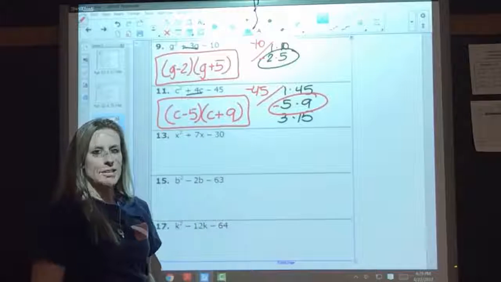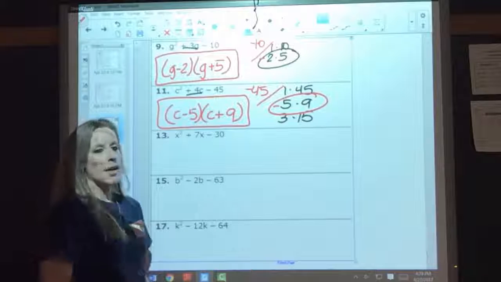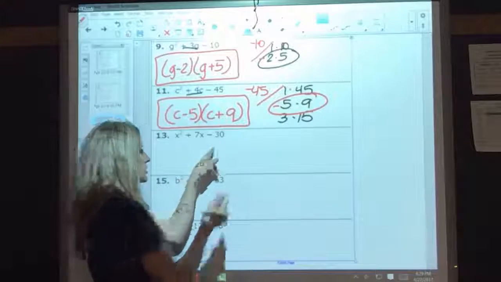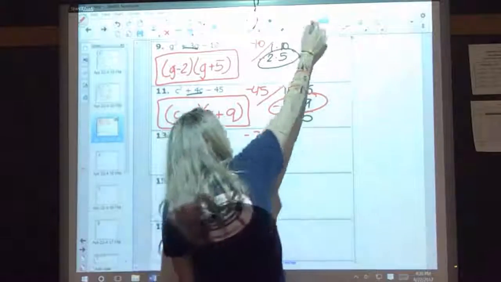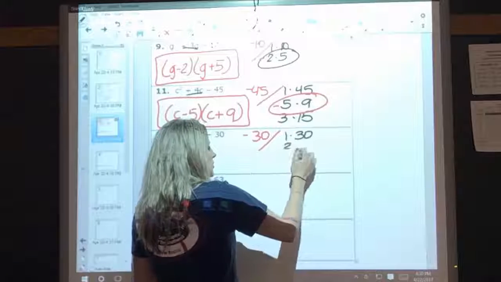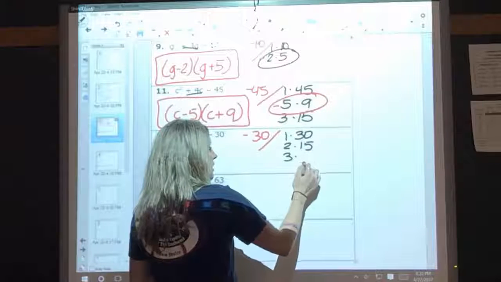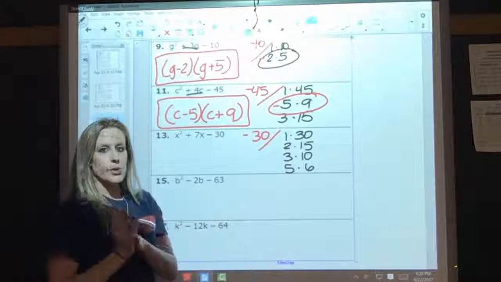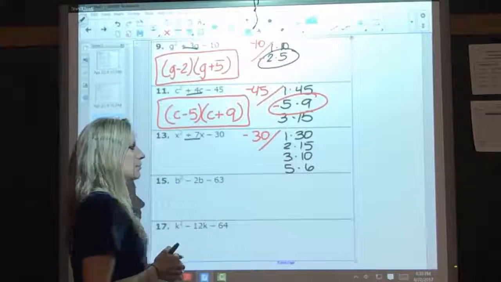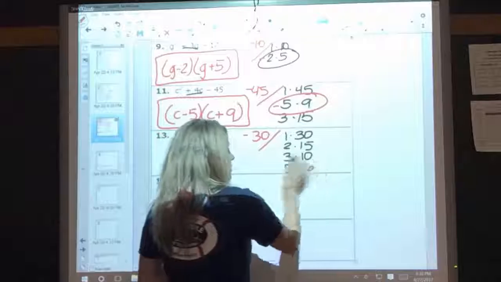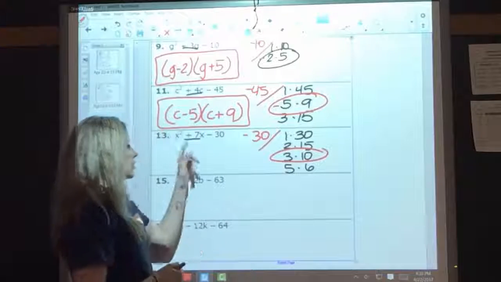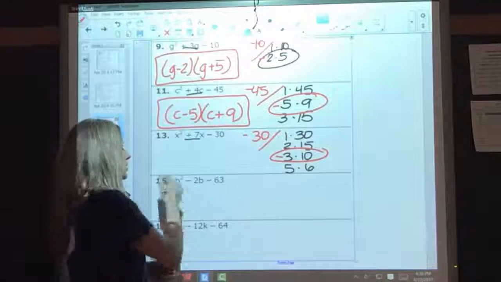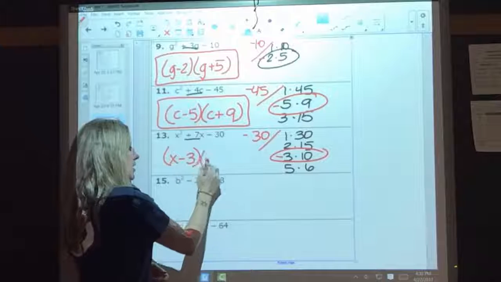And if I'm going too fast, you can always pause it and talk about it. But let's see, 13, we need factors of negative 30. So 1 and 30, 2 and 15, 3 and 10, 5 and 6. Okay, so which 2 will add or subtract to give you a 7 in the middle? The only 2 that'll do that are 3 and 10. Okay, so the way to get a positive 7 is to do 10 minus 3. So we get x minus 3 and x plus 10.